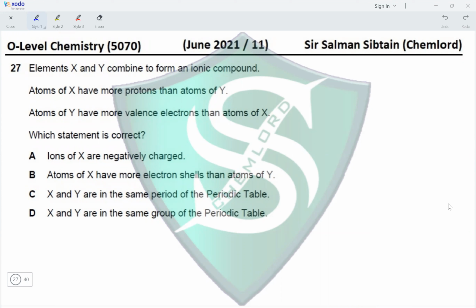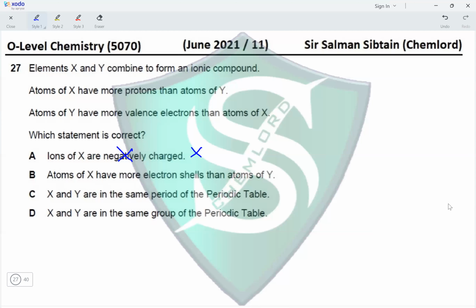Now, here they have said atoms of X have more protons than atoms of Y. The more protons can mean that it is present down the group, right? And atoms of Y have more valence electrons. If atoms of Y have more valence electrons, then Y would form a negative ion, which means X would form the positive ion. So ions of X are positively charged, not negatively charged. So A is incorrect.